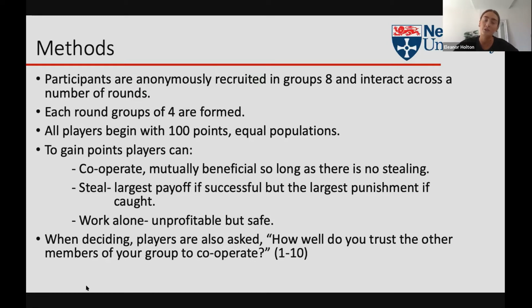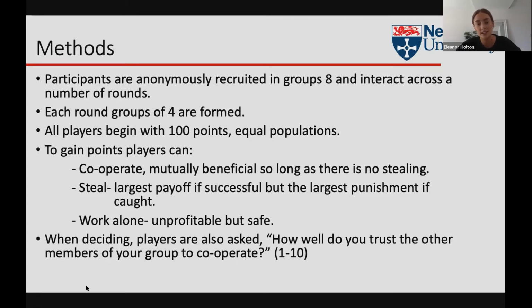In each round, groups of 4 are randomly formed. At the end of the round, they're dissolved, and new groups of 4 are formed in each round. All players begin with 100 points, and the aim of the game is for the players to increase their points level as much as possible. To do this, in each round, they select one of 3 actions. Again, trying to keep very similar to the theoretical model, they can choose between cooperation, stealing, exploitation, and working alone.